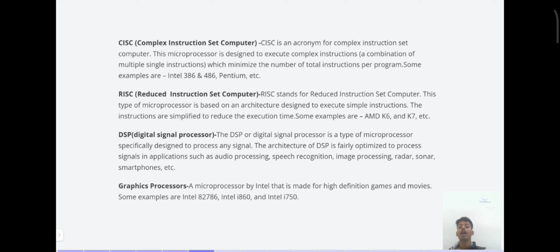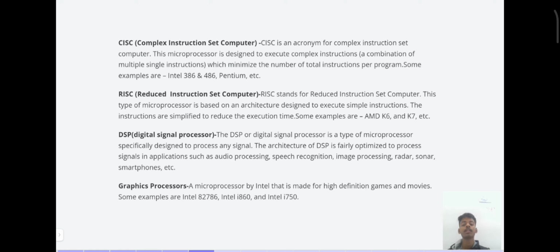CISC. CISC is an acronym of complex instruction set computer. The microprocessor is designed to execute complex instructions, which minimizes the number of total instructions per program. You can see some examples, which are Intel 386 and 486, Pentium, etc. RISC, reduced instruction set computer. This type of microprocessor is based on an architecture designed to execute simple instructions. The instructions are simplified to reduce execution time. Here are some examples: AMD K6 and K7, etc.